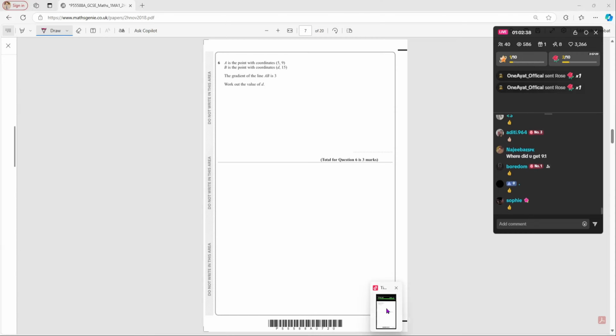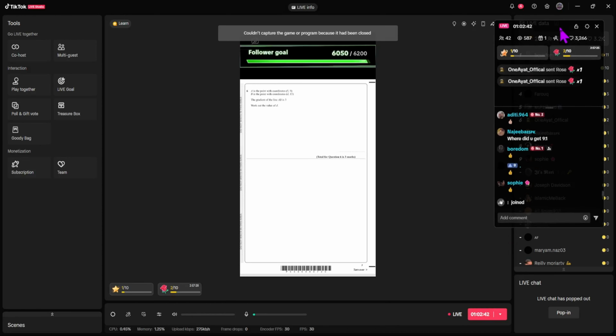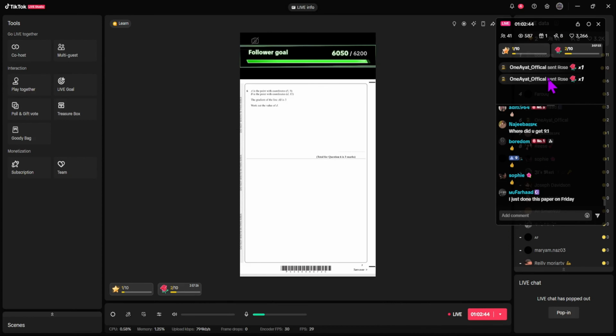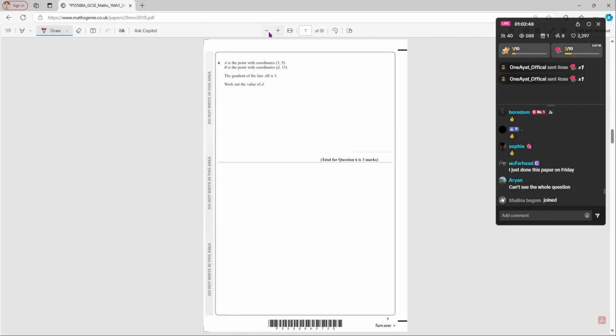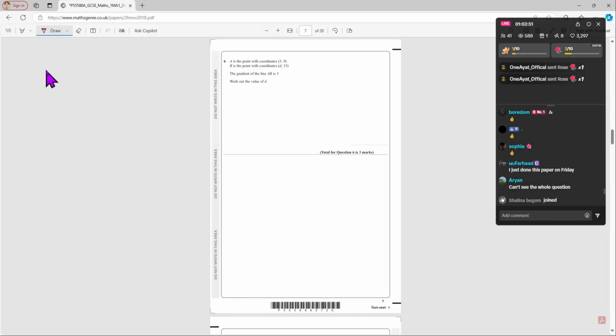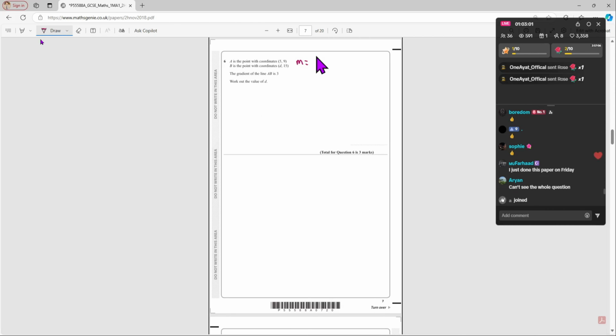So in the chat, does anyone know the formula to work out the gradient? I'm going to give you a clue that it has the Y and the X involved. So it's going to be change in Y divided by the change in X. So you can write the gradient, which is equal to y2 minus y1 over x2 minus x1, okay?